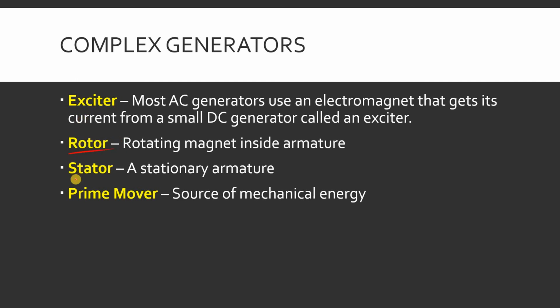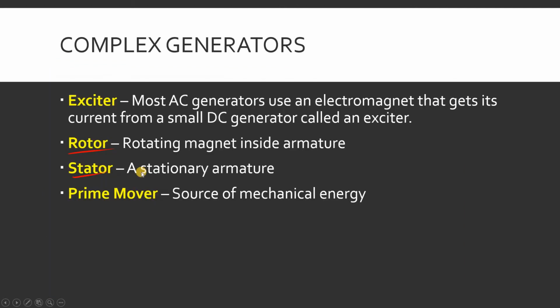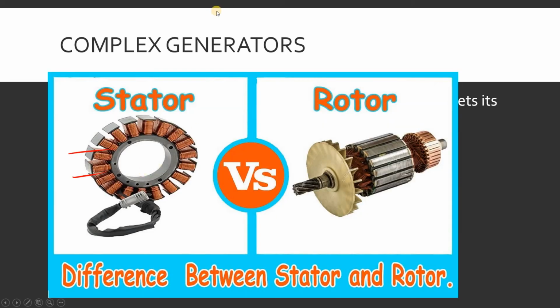The next one is what's called a rotor and a stator. Those two don't go anywhere without each other. And so I wanted to go to this picture so you see them. Usually, the rotor is a set of rotating magnets that are inside the armature, and the stator is a stationary armature. So here's what we're saying. Stator is stationary, rotor rotates. That would be the idea.